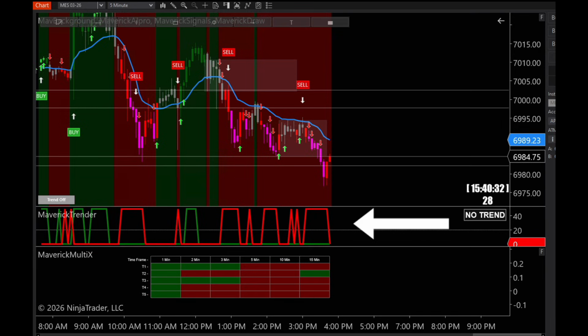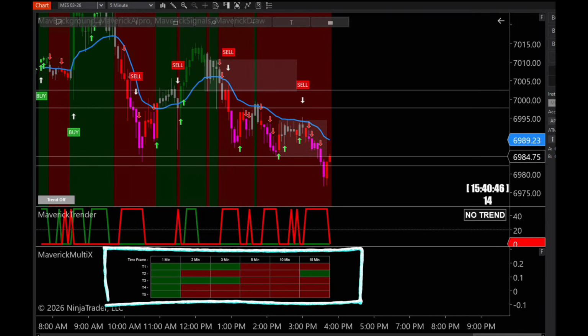Maverick Trender, when this line is pegged to the top, that is showing massive strength and momentum to whatever color it is. If it's green, massive strength and momentum to the upside, or red, massive strength and momentum to the downside. And then Maverick Multi-X down here. 5 traders all casting a vote across 6 time frames telling you, are they bearish or are they bullish?